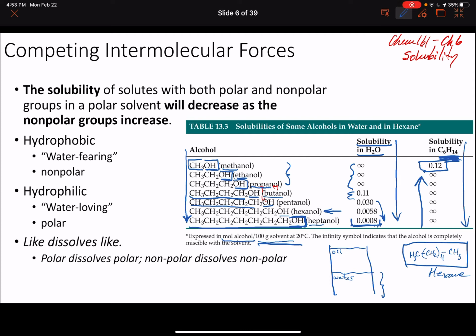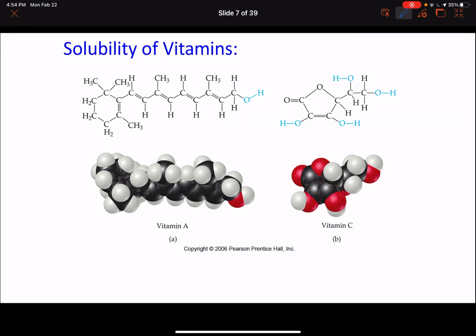All right, so this like dissolves like can help us rationalize solubility trends for molecules that have both polar groups and nonpolar chains or groups, and help us rationalize solubility properties. Here, this is not only interesting for things like oil spills on the ocean, but it's actually very vital to how life works. And so here's vitamin A and vitamin C.